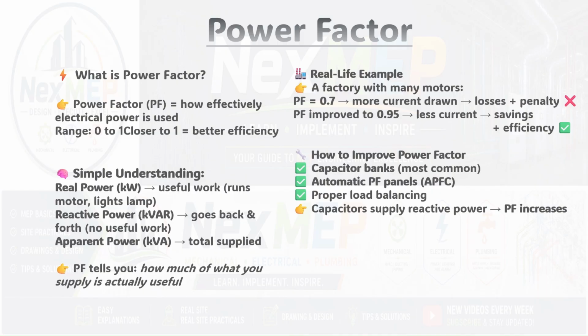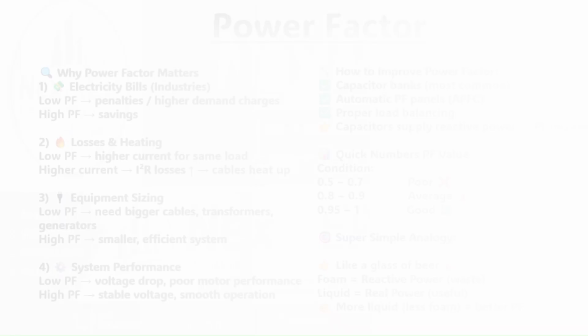Here's a simple example: a factory with many motors. If the power factor is 0.7, the system is drawing more current than it needs, causing losses and even penalties from the electricity board. But if you improve it to 0.95, you draw less current, save money, and run a more efficient system. So why does power factor matter so much?